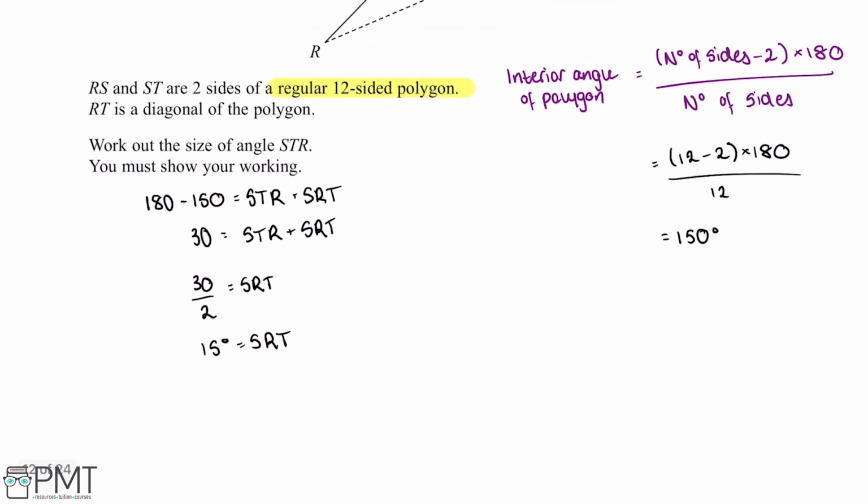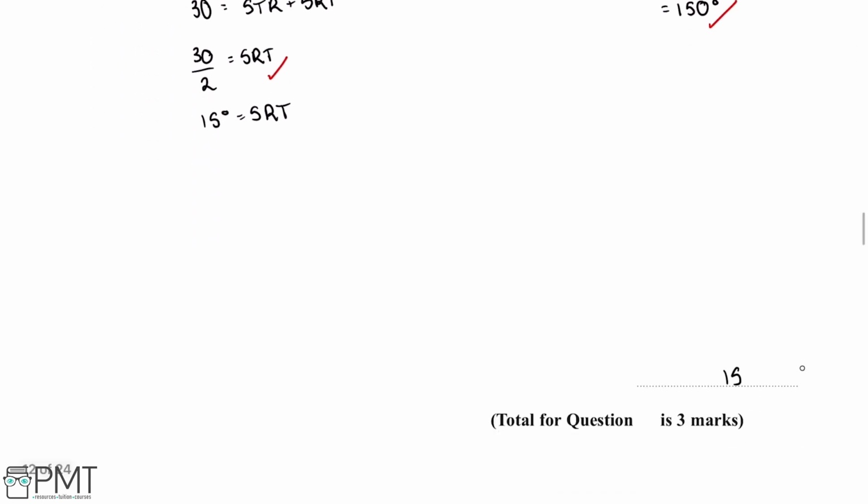Now this question's worth 3 marks. We'll get our first mark for working out the interior angle of the 12-sided polygon. We'll get our second mark for recognising that angle STR is equal to angle SRT and using it to help us work out the angle size. And we'll get our final mark for the correct answer.